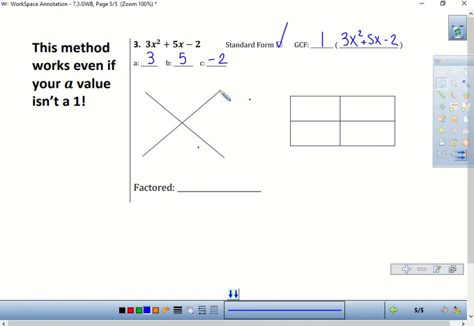So what's A times C? What's 3 times -2? -6. Good, that's what goes up here. B goes down here. So we're looking for factors of -6 that add up to 5.